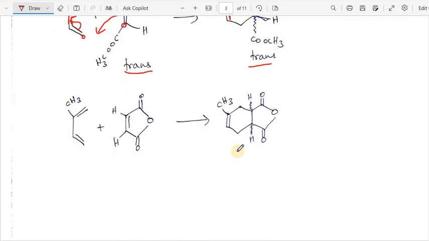Okay, this is another example. This bond will go here. That is, a cyclic shift of electrons will take place. This bond will come between this carbon and this carbon. And this pi bond will come between this carbon and this carbon. This pi bond will go here. This is a newly formed pi bond. We can understand that there is a formation of a 6-membered ring here. So this is the Diels-Alder product.